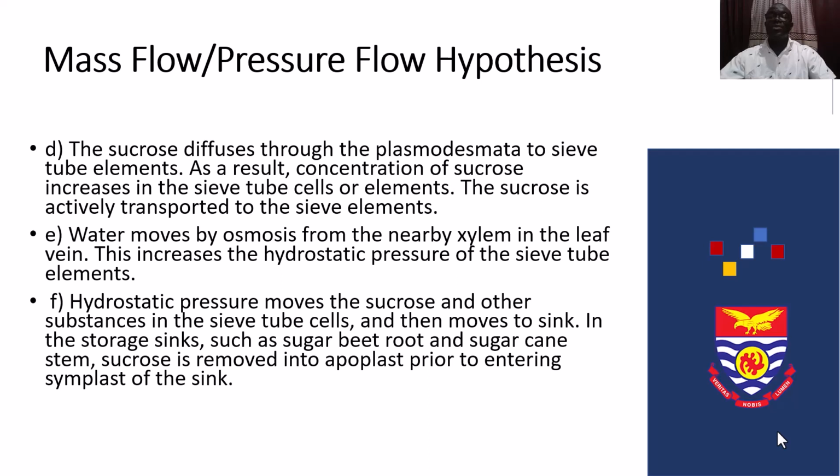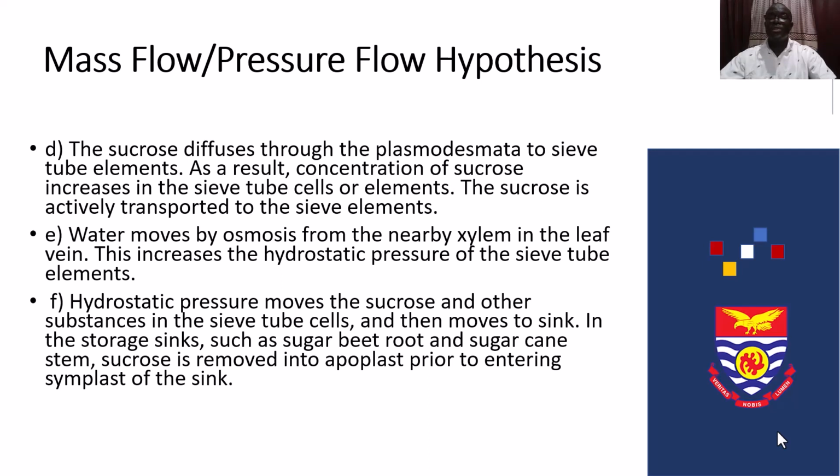As a result, the concentration of sucrose increases in the sieve tube cells or elements. The sucrose is actively transported to the sieve elements. Water moves by osmosis from the nearby xylem in the leaf vein. This increases the hydrostatic pressure of the sieve tube elements. Hydrostatic pressure moves the sucrose and other substances in the sieve tube cells and then to the sink, in the storage sinks such as sugar beet root and sugarcane stem.